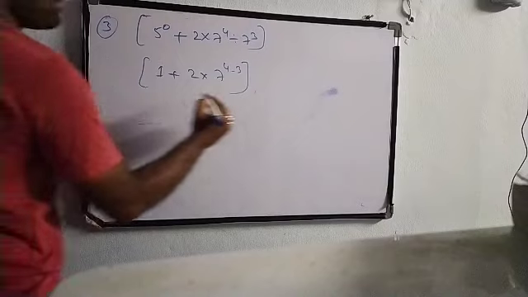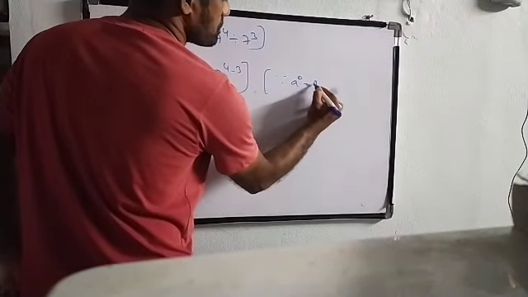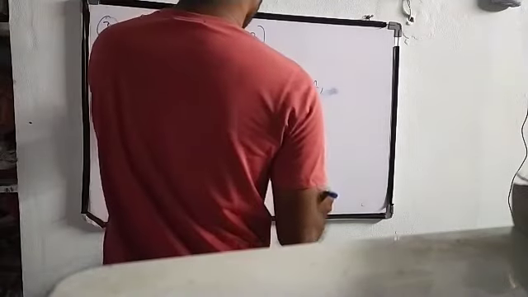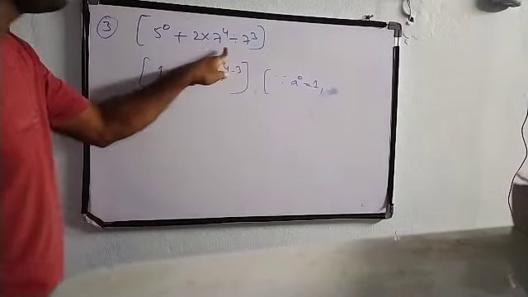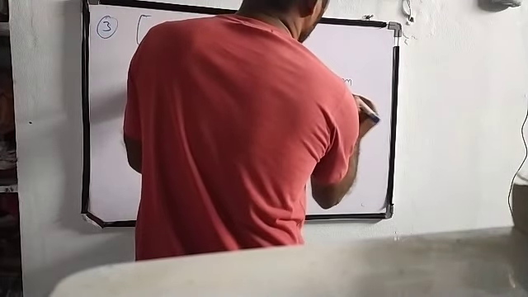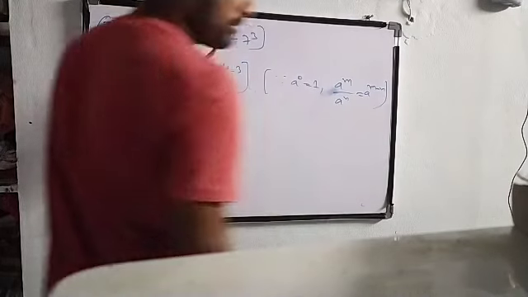So in this step we have used two laws. That is, a to the power of 0 is equal to 1. This is the first we have used. And if you observe these two, it is looking like a power m divided by a power n, so we can use a power m minus n. So that is a power m minus n.